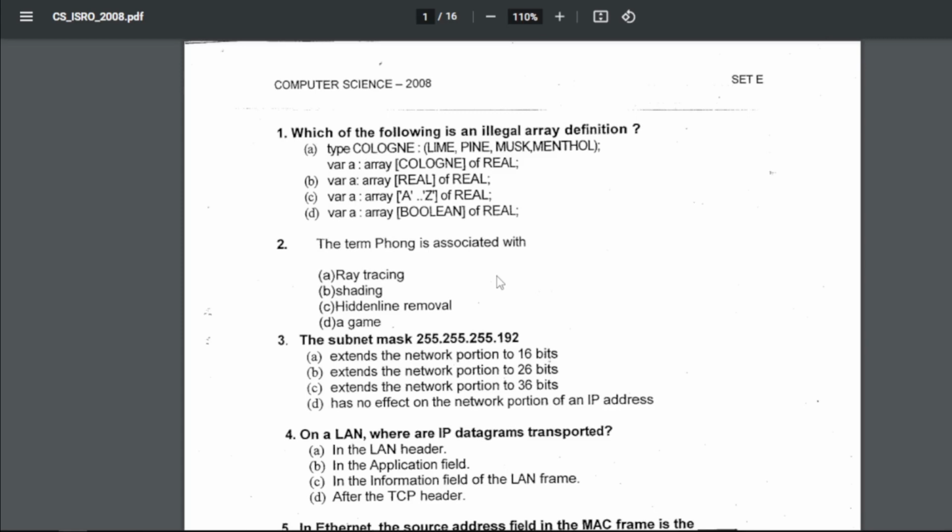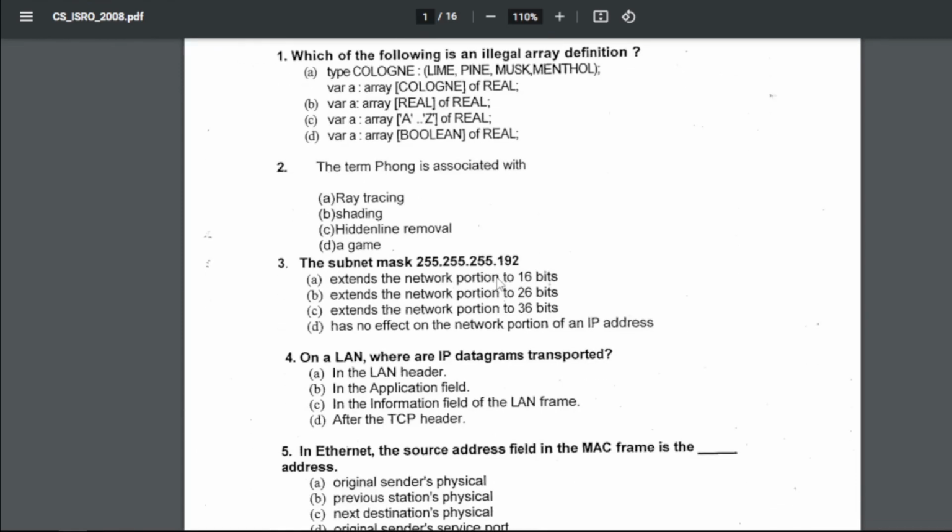Next question is the term Phong associated with what? So basically the term Phong is associated with shading. So B will be the answer, whereas Phong shading is nothing but a per fragment color computation, and the vertex shader provides the normal and position data as out variable to the fragment shader, right? So the fragment shader then interpolates these variables and computes the color.